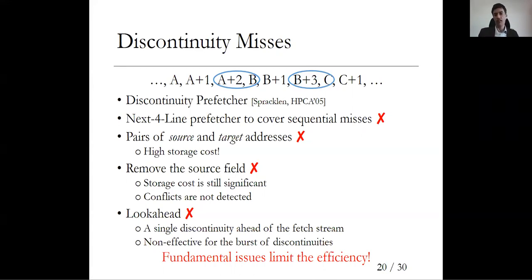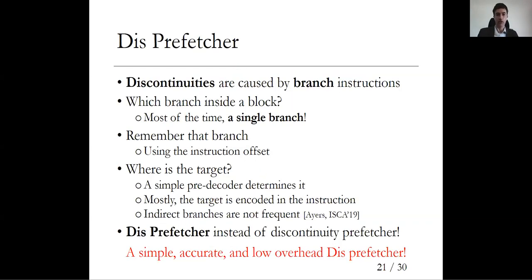What are the problems with this proposal? We are identifying two problems associated with the original discontinuity prefetcher. One is that we don't have enough timeliness. Usually when I see A plus 2, or even when we see A, there is not enough time for us to be able to prefetch B and bring it to the cache. So the first problem is timeliness. The second problem is the storage. While in the original proposal they only store a single address, even a single address requires somewhere between 32 to 64 bits, and that's significant. So we tried to address these two problems to have a strong discontinuity prefetcher.